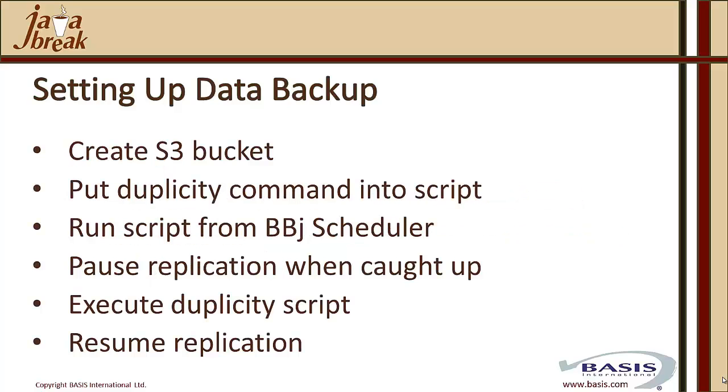In order to set up our data backup, we create that S3 bucket. We put Duplicity command into the script. We run the script from the BBJ scheduler. We pause the replication process when it indicates that it is caught up with that ground machine, execute the Duplicity script, and then resume replication.